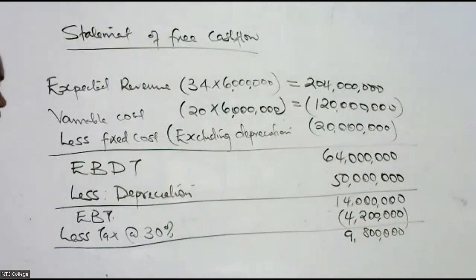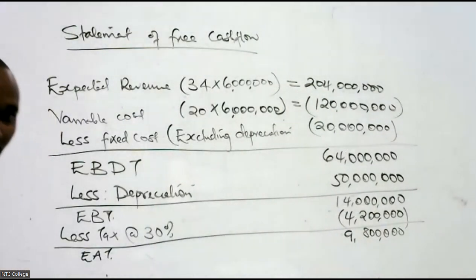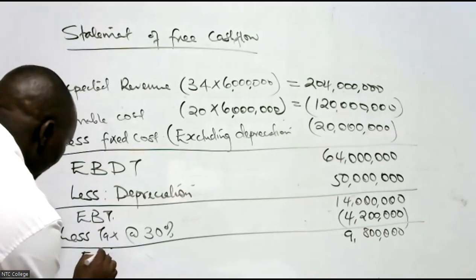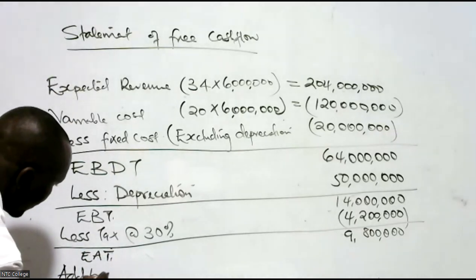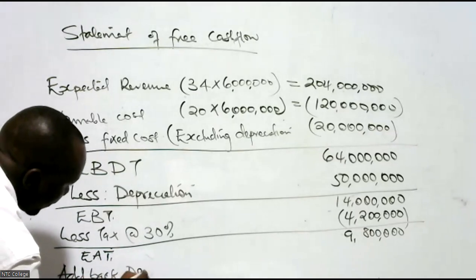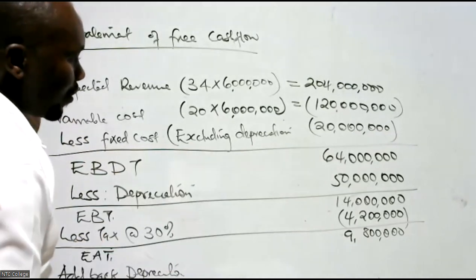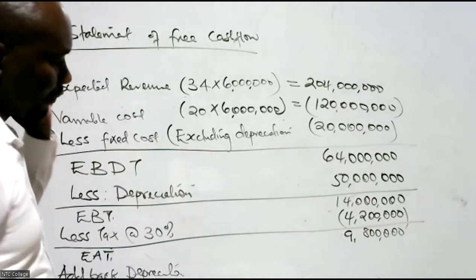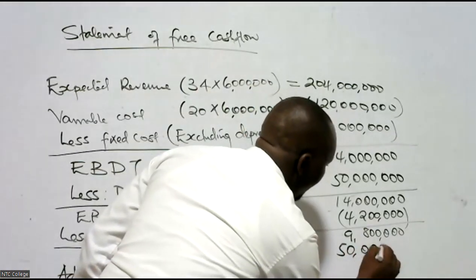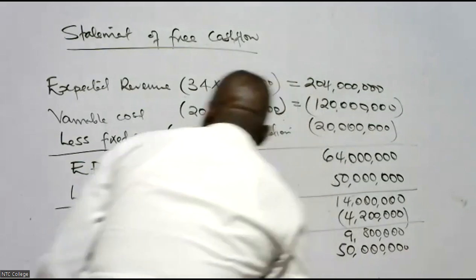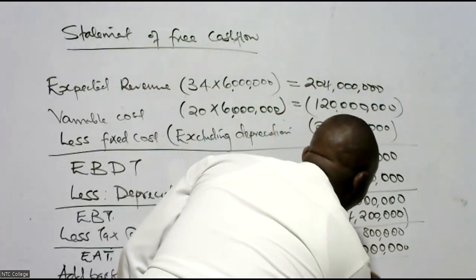This one is earnings after tax. Now add back depreciation. Its work is done, so you add it back. When you add back depreciation, you add 50,000, 50 million, sorry. So you're going to have 59,800.